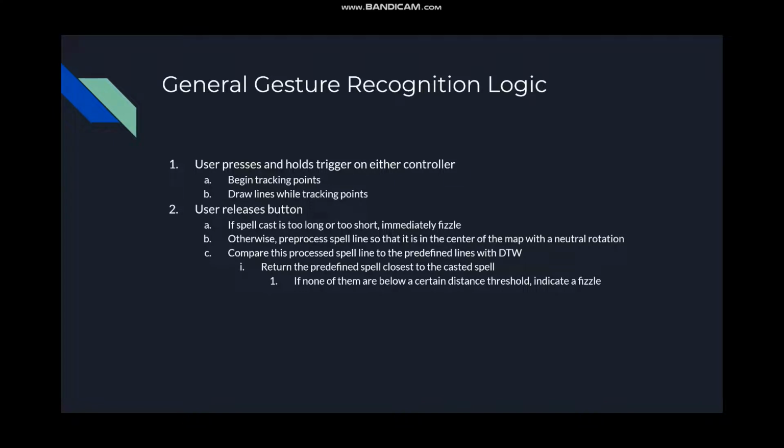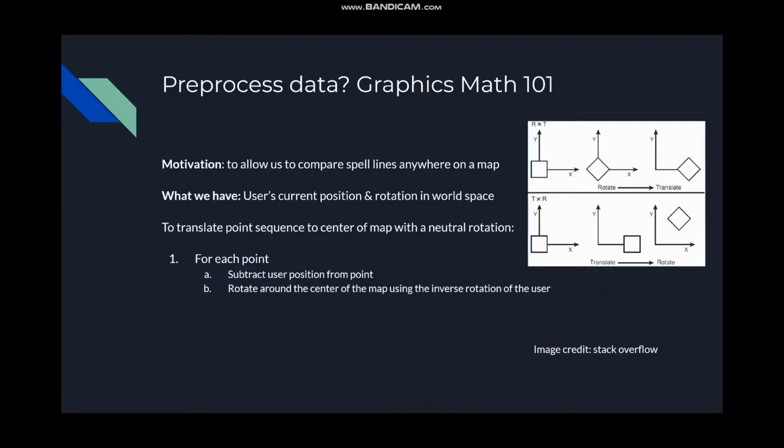Otherwise, we preprocess the spell line so that it is in the center of the map with a neutral rotation. We do this so we can have a consistent way to compare against predefined lines. We then compare this processed spell line to the predefined lines with dynamic time warping, and we return the predefined spell closest to the cast spell. If none of them are below a certain distance threshold, however, we indicate a fizzle, since this indicates that none of them are close enough to a predefined line.